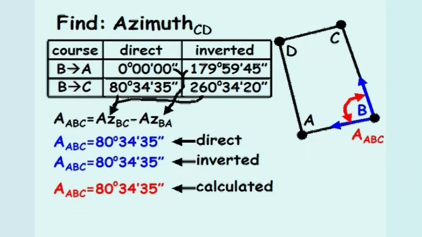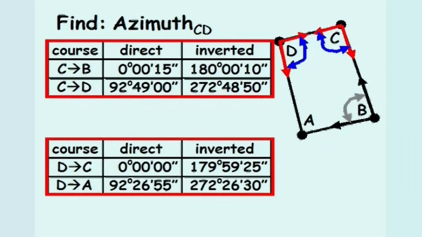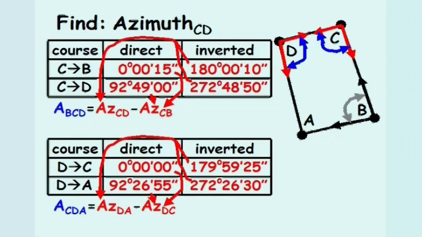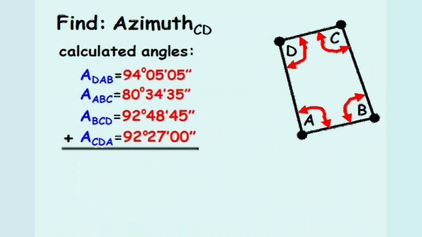We'll determine angle BCD and angle CDA the same way, by extracting the measured azimuth values from the data table, then subtracting the azimuth of one course from the other for both direct and inverted measurements, and calculating and averaging the angle measurements. If we sum up the angle measurements for all four calculated interior angles of the closed traverse, we get 359 degrees, 55 minutes, 25 seconds.